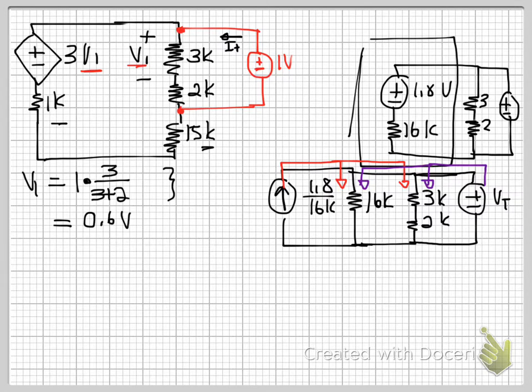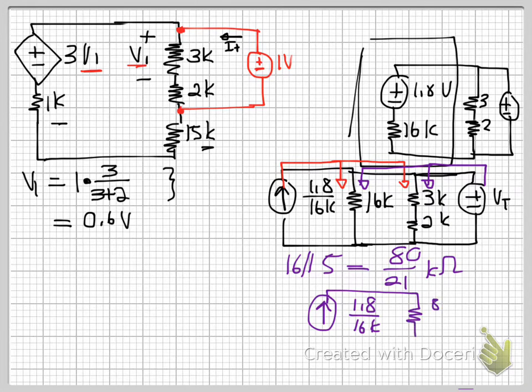So it would obviously be good if we found our parallel of 16 and 5. So 16 times 5 over 16 plus 5. When you've got 16 in parallel with 5, this gives you a value of 80 over 21 kilo ohm, right? So your circuit looks like this now, 1.8 over 16K, and 80 over 21. So this is VT.